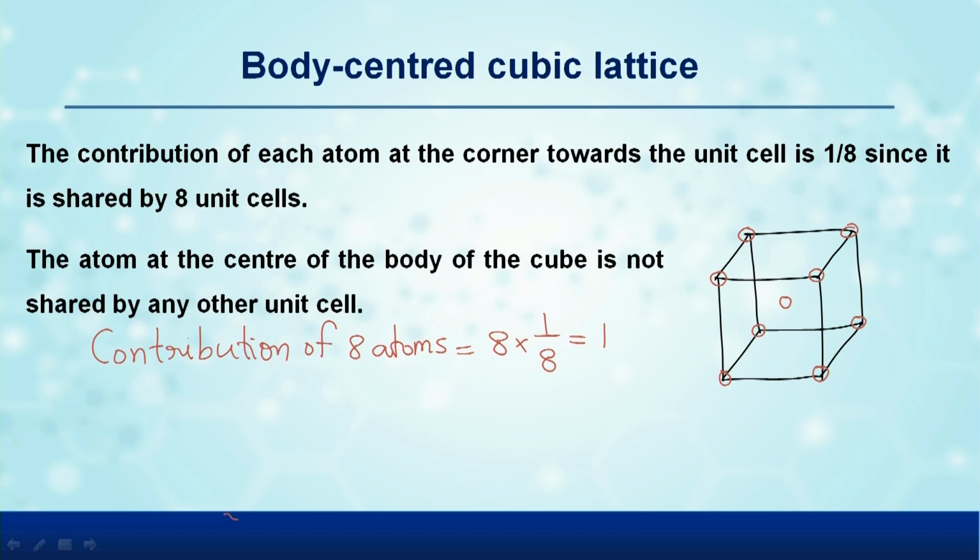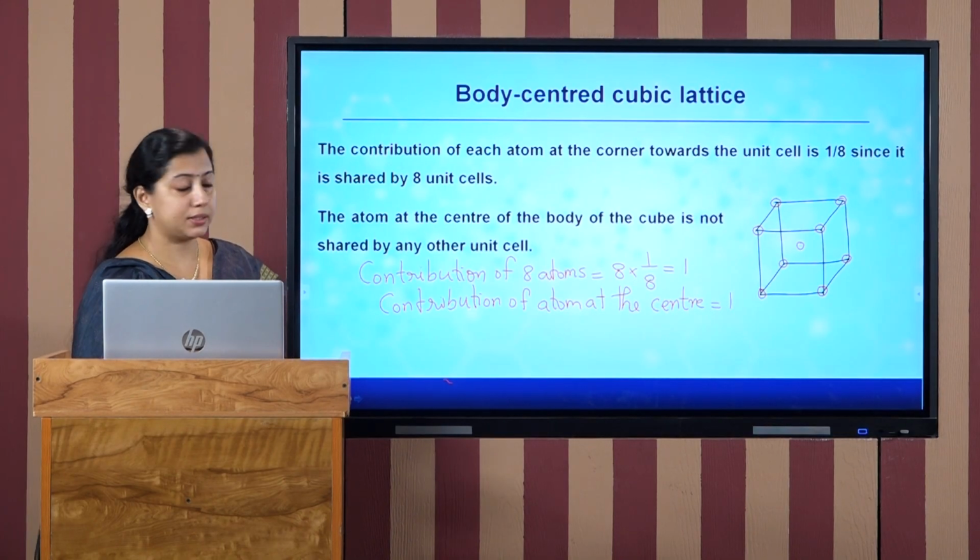Now, there is an additional atom at the center of the body. So, the contribution of the atom at the center is equal to 1, since it is not shared with any other unit cells.